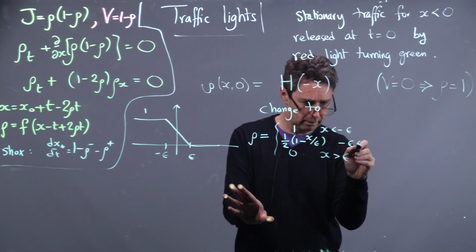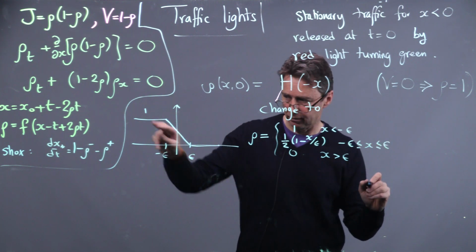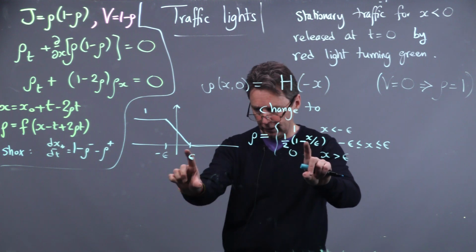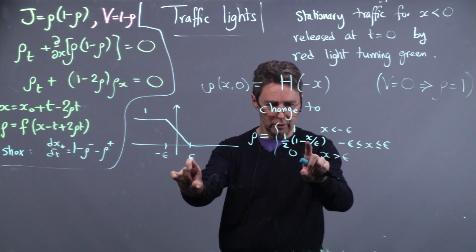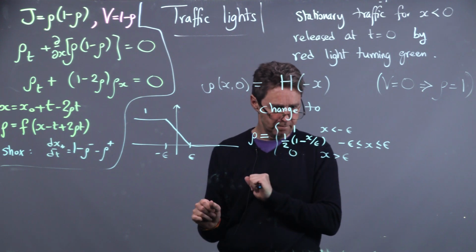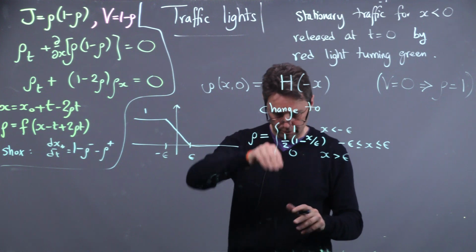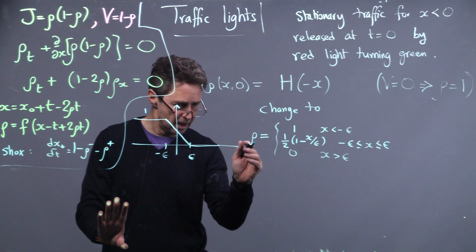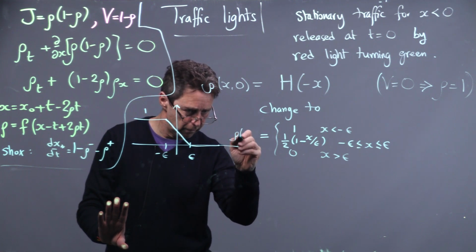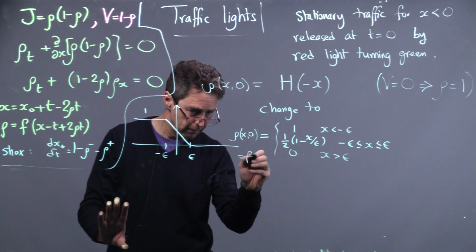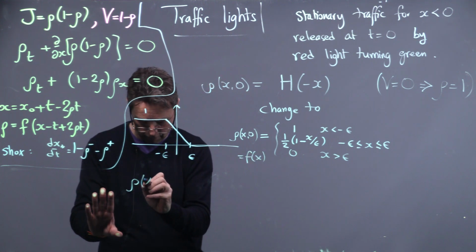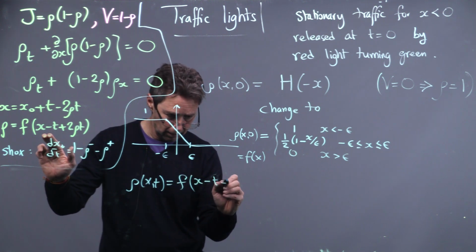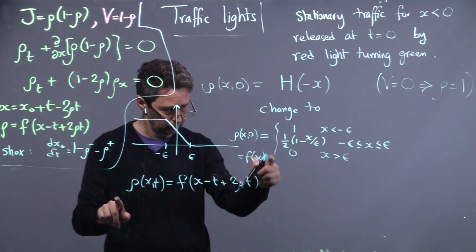If I put this as the middle branch for the ramp, then it achieves what we've just drawn. So let's check it. When x is equal to epsilon, that's 0. And when x is equal to minus epsilon, that becomes 1. Right, so there it is: 1, ramp, 0. Okay, so if I go through and use my solution, this is f. That's rho of x and 0, f of x. And we have that rho of x and t is f of x minus t plus 2 rho t. There's the implicit solution, but I put this in there.